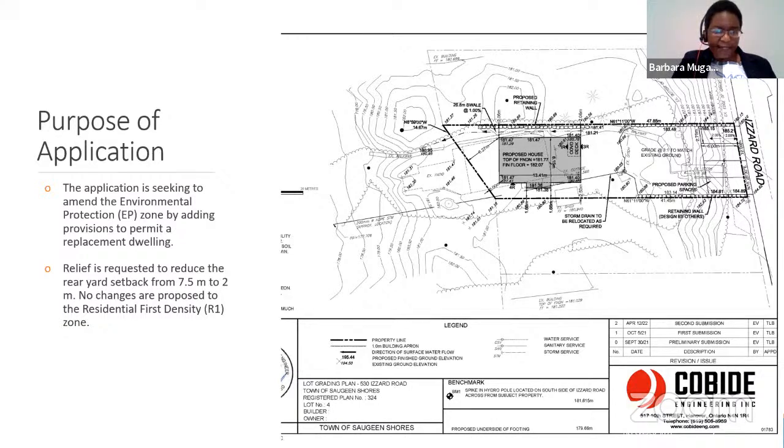So this application is really to amend the environmental protection zone by adding provisions to permit a replacement dwelling. Relief is also requested to reduce the rear yard setback from 7.5 meters to 2 meters. There are no changes proposed to the front portion of the property, which is zoned residential first density.